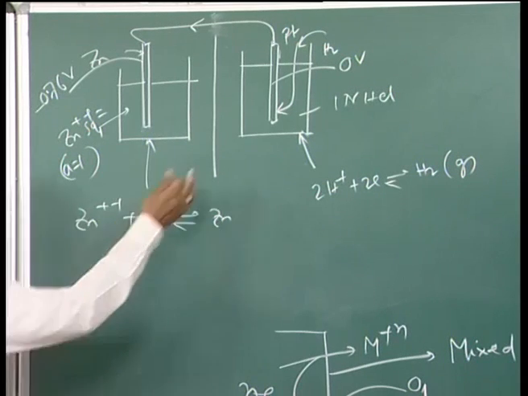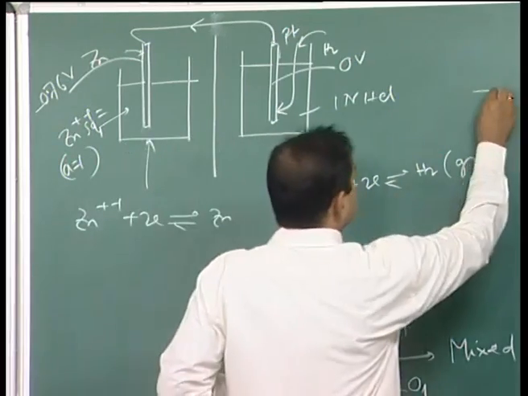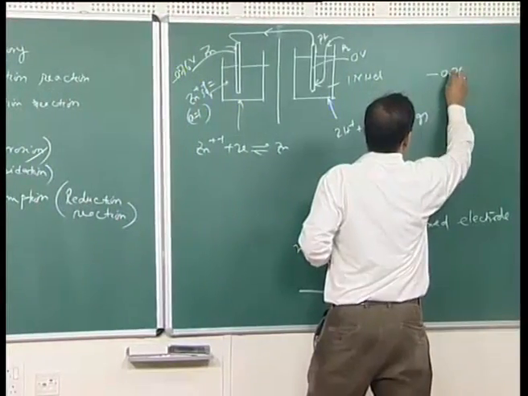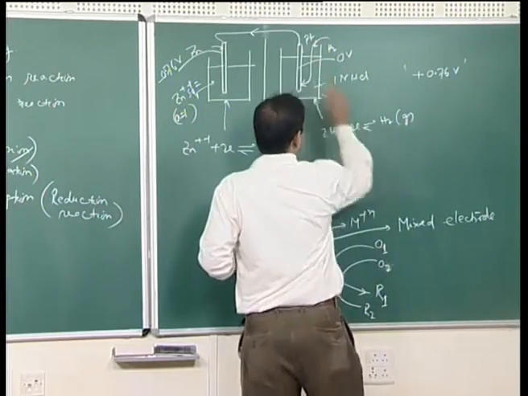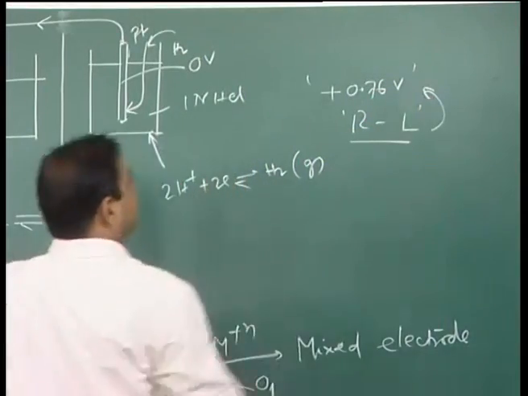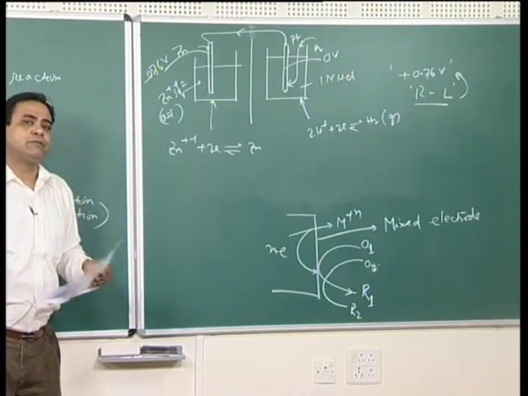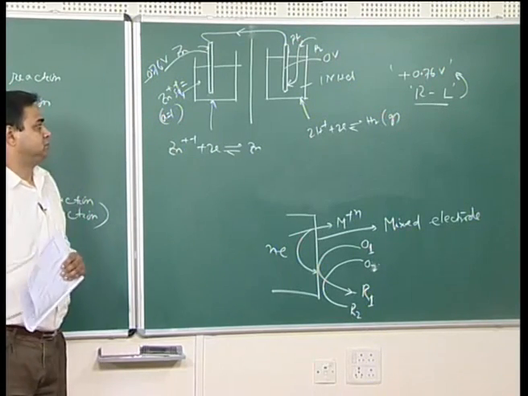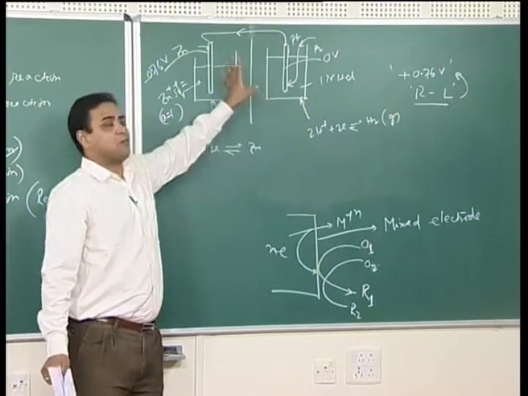This one acts as cathode, this one acts as anode, and the total voltage difference between the two half cells would be minus 0.76, or rather plus 0.76 volt, because you have to take right minus left. So you have a potential difference, and current will flow. Now, this is with respect to two half cells.